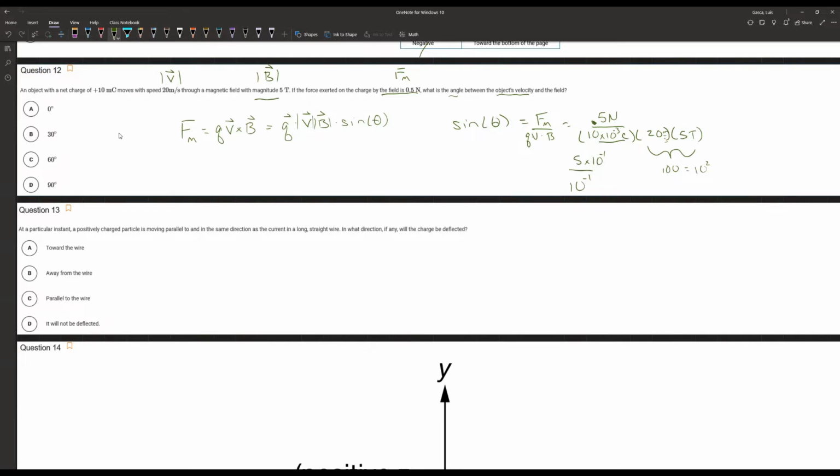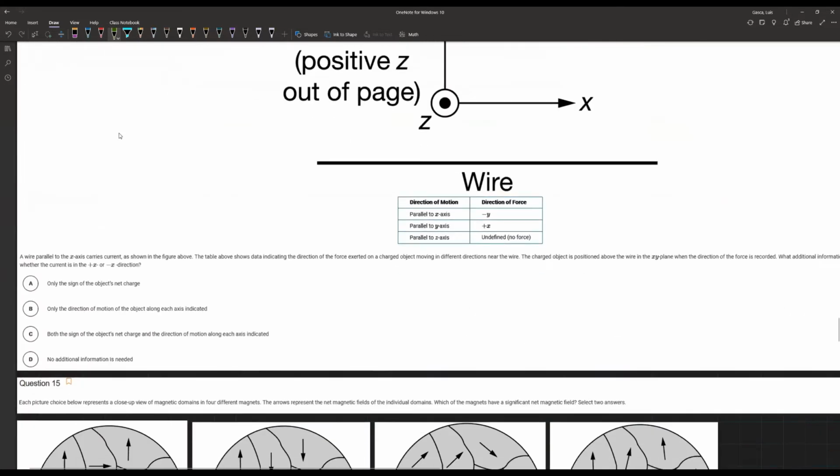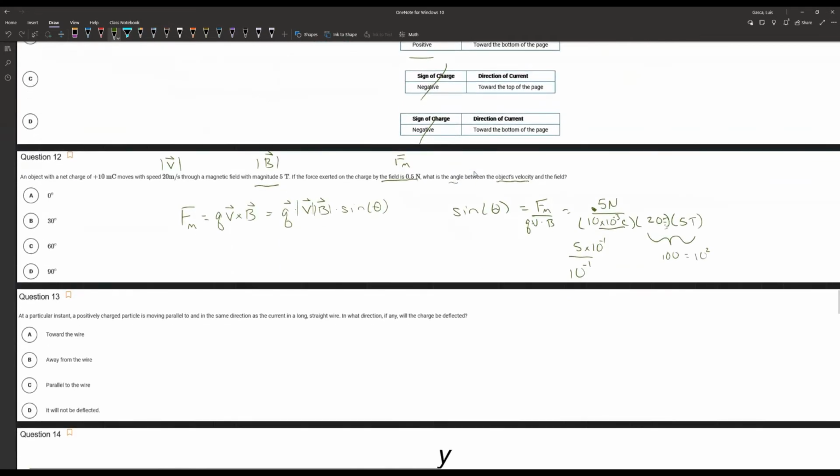I feel like I did that right. Let me just make sure I did that correctly. 10 to the negative 3, but that's 10, so that's okay. And then 20 multiply and then 5 multiply. Yeah, that's really a 1. Hopefully we see that this is 1 times 10 to the 1. Sorry, I'm fumbling here. This becomes 0.5 over 1, or sine of theta is 0.5.